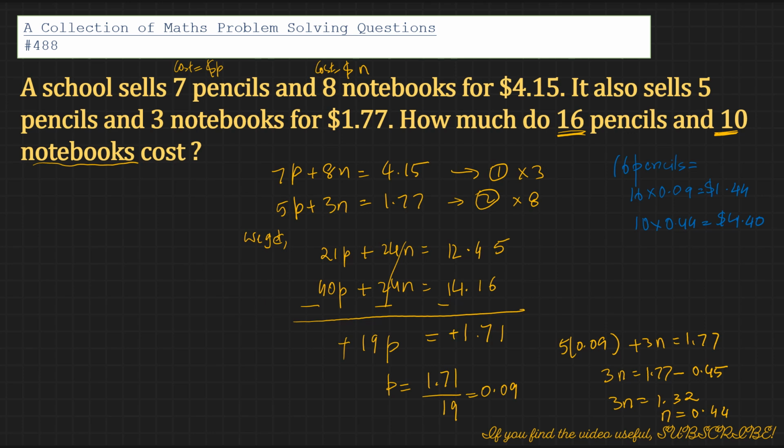So then we have to add them up, because the question asks how much the pencils and notebooks cost together. So if we add up these values, that's 4 and 4, 8, and 5. So that's the answer, 5.84. So how much do they cost? They would cost $5.84.